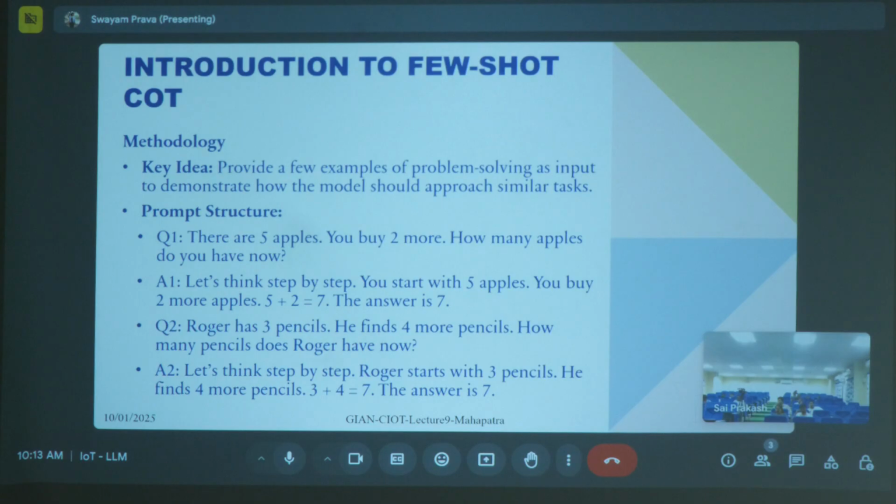Again, there are the same kind of examples you can show. There are 5 apples, you buy 2 more, how many apples do you have? And then you're giving it one example, let's think step by step. You start with 5, you buy this, and this is the answer. And then you give it another example, then you ask it a question. So maybe you give these 2 examples and then you ask the same question that you did in the previous example, where we had 5 apples and you used up 2. What happened finally? So this is what few-shot chain of thought would be.